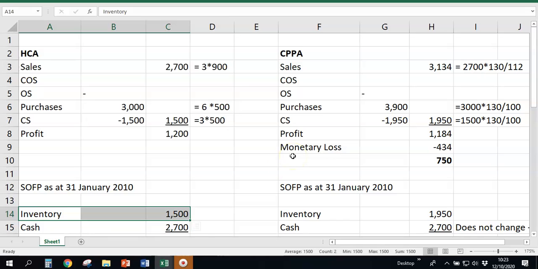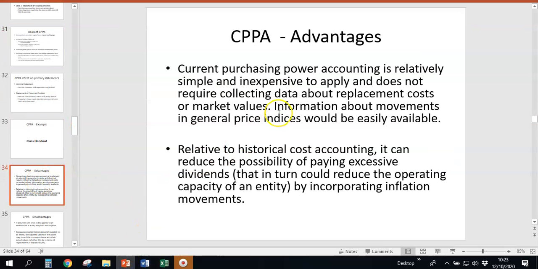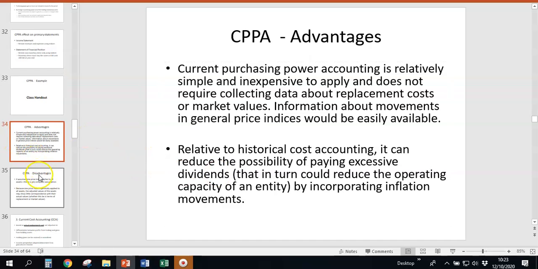All right. So finishing off then current purchase power accounting, the advantages, right? It's relatively simple and inexpensive because you don't have to collect data about replacement costs. You only need a general price index. And relative to cost accounting, it reduces the possibility of overpaying dividends. So it does have benefits, right? It takes a kind of a simplification. It only uses one general price index, and it avoids you overstating your profits and therefore overpaying dividends.